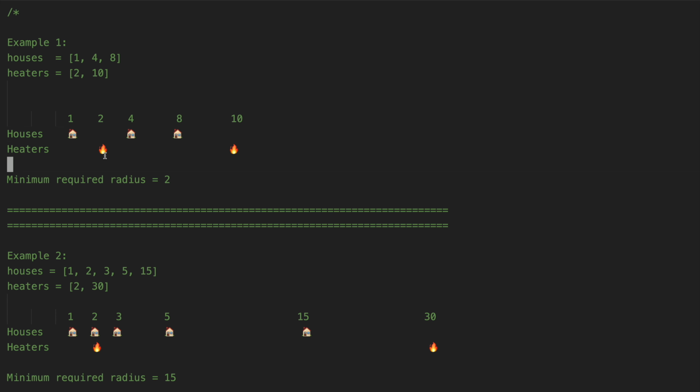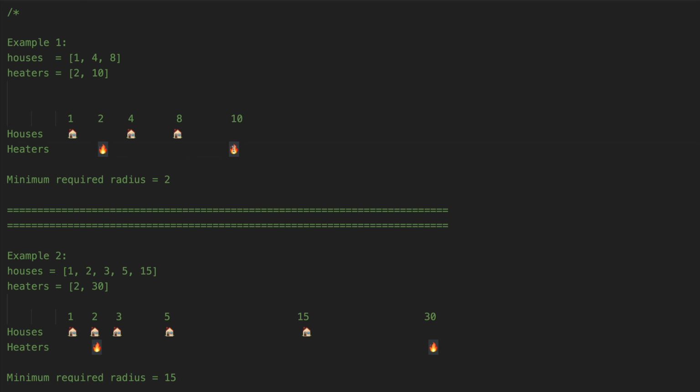For example, in this case, the heater at position 2 will heat the houses at positions 1 and 4. The minimum radius required is 2, because the heater is located in the middle: 4 minus 2 gives us 2, and 2 minus 1 gives us 1. If the radius is 2, it will heat 4 and 1, right?